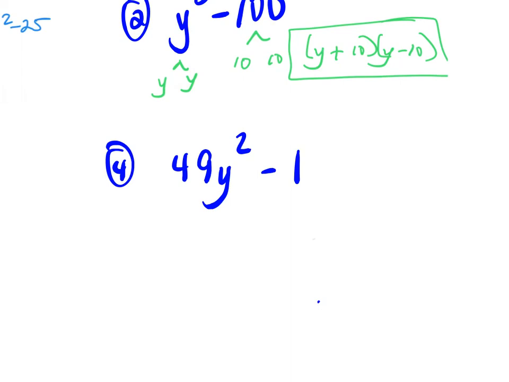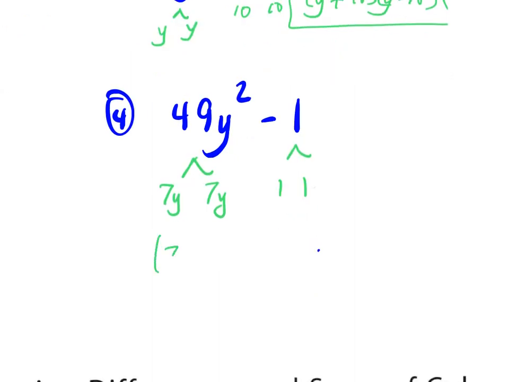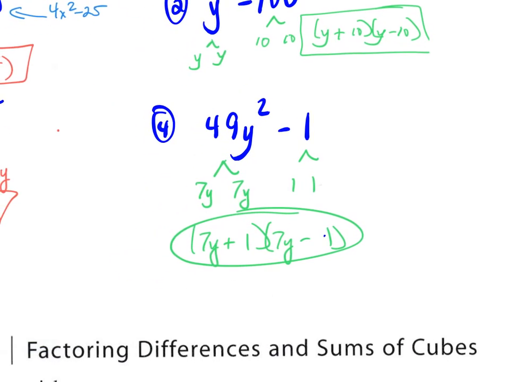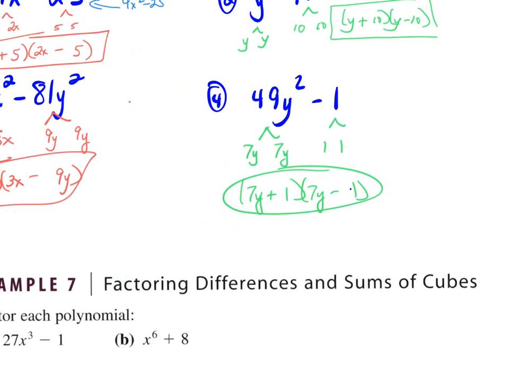Minus sign in the middle, two terms. Yes. What times what gives me 49y squared? 7y and 7y. What times what gives me 1? 1 and 1. So my two parentheses are 7y in the front, 1 in the back. And what are the signs in the middle? Plus and minus. It can be minus and plus. Does not matter.